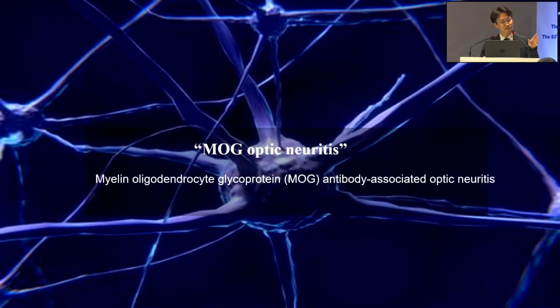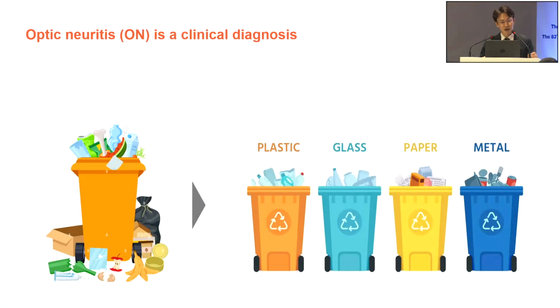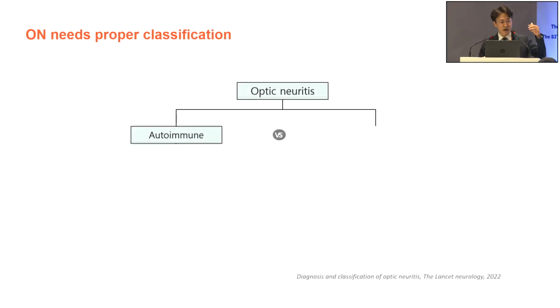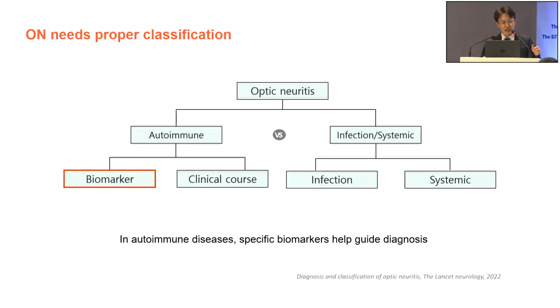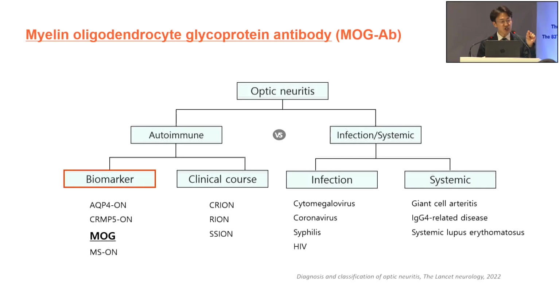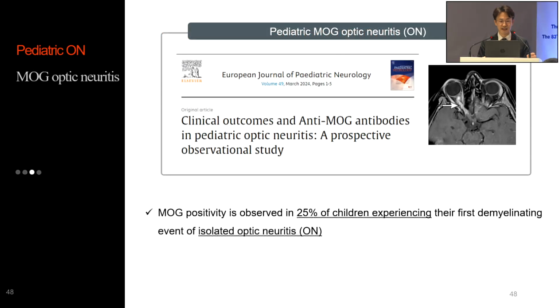Let's move to MOG optic neuritis. It is important to remember that optic neuritis is just a clinical diagnosis. It needs proper classification. The first tier is either autoimmune or infectious systemic. In autoimmune categories, specific biomarkers help guide diagnosis. One such biomarker is the myelin oligodendrocyte glycoprotein antibody, MOG antibody.